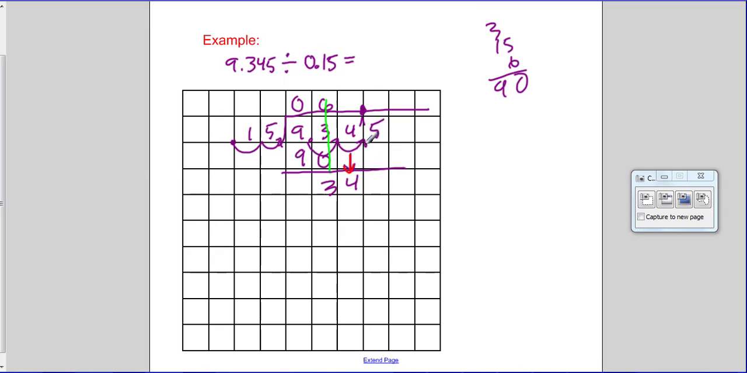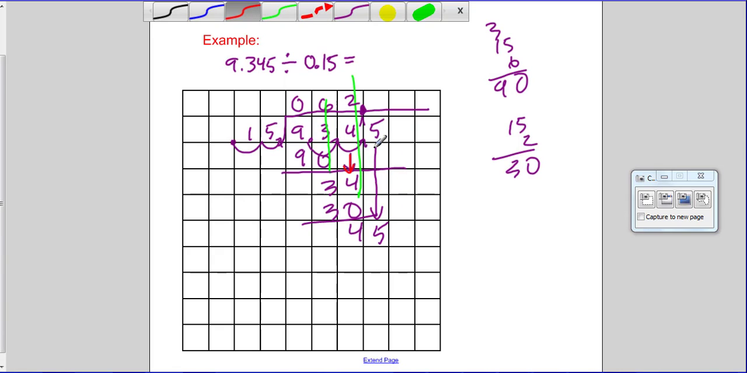So now 15 goes into 34. Notice these all line up again here. 15 goes into 34 twice. 2 times 15 is 30. Okay, so then we put a 30 here, subtract 4, bring down the 5. Okay, that's 45. So then 15 goes into 45 3 times. 3 times 15 is 45.